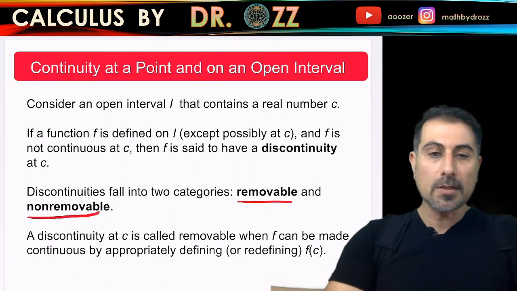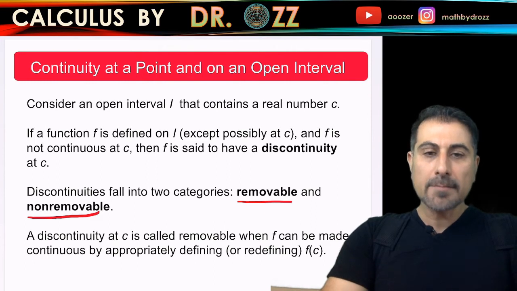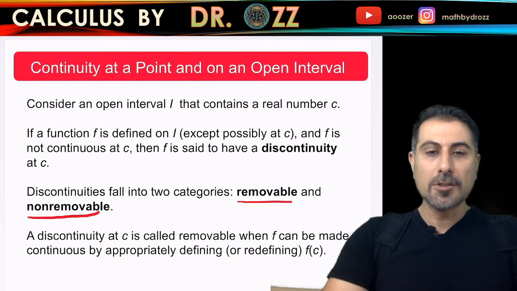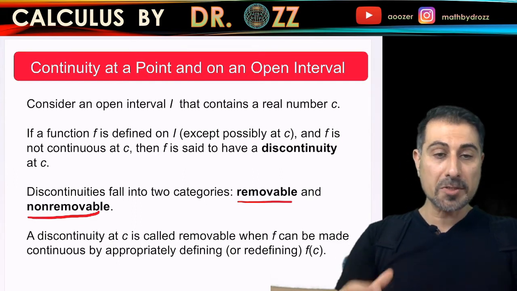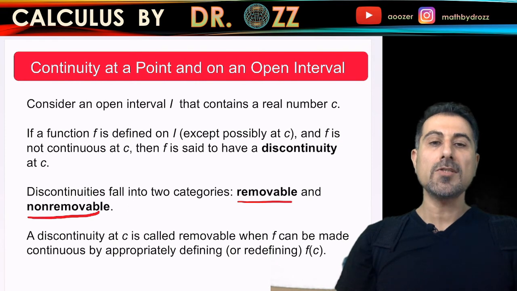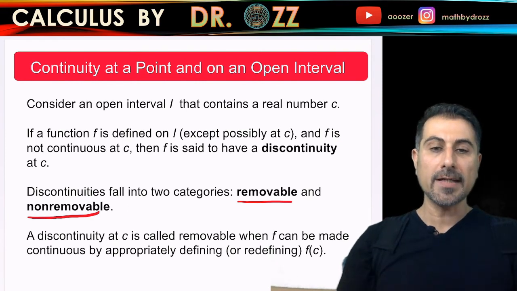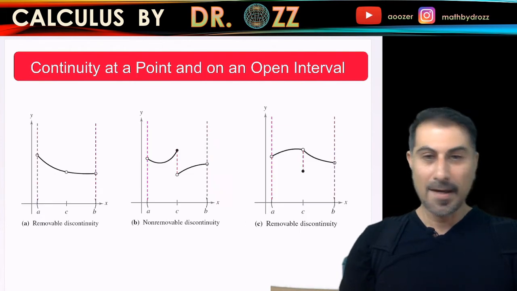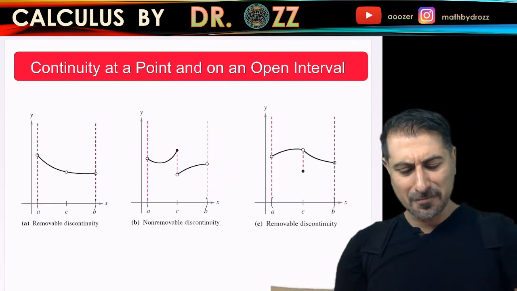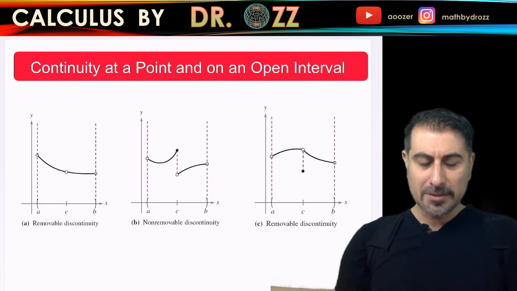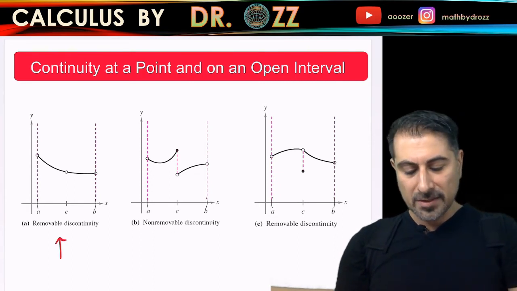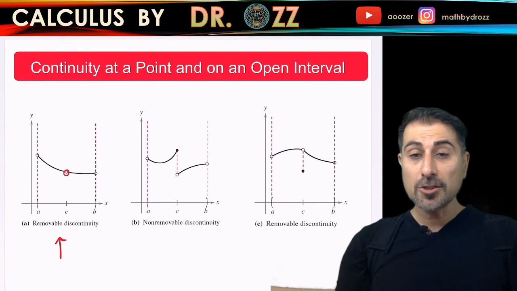Obviously, removable is a better type of discontinuity because you can redefine the function to make it continuous, even though originally it's not continuous at c, but you can redefine it at c so that the function becomes continuous. Let me explain that a little bit further here. So let's look at the first sample graph. Remember that f is not defined at c because there's a punch here.